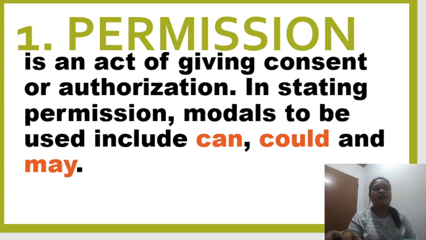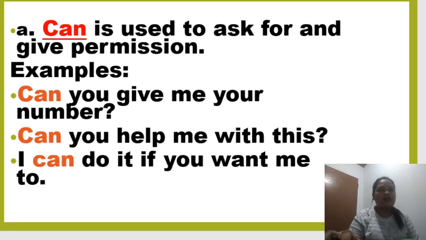The first one is modal verbs that express permission. What is permission? Permission is an act of giving consent or authorization. In stating permission, modals to be used include can, could, and may. So the first type of modals expressing permission is can, and the second one is could, and the third one is may. So you may use the following words when you express modals of permission. Okay, let us have the examples under these modals of permission.